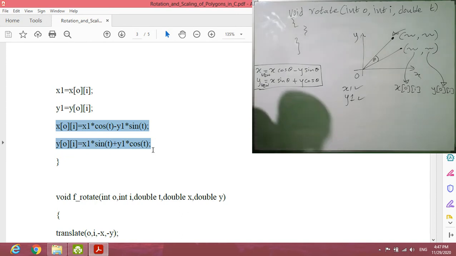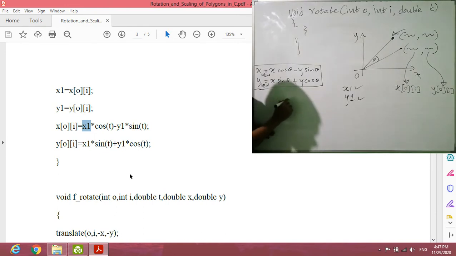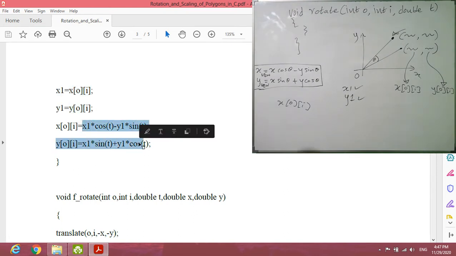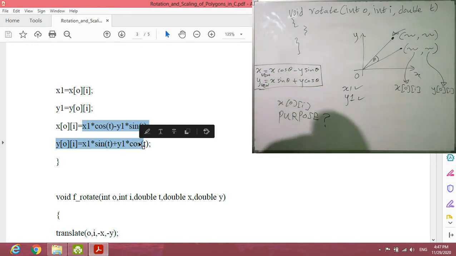Okay, so the reason I have assigned them, rather than putting this one directly here, why haven't I put this one directly here? Instead I have assigned these two values to variables, and after that I have substituted those variables here. Okay, what is the purpose of doing that? What is the purpose?